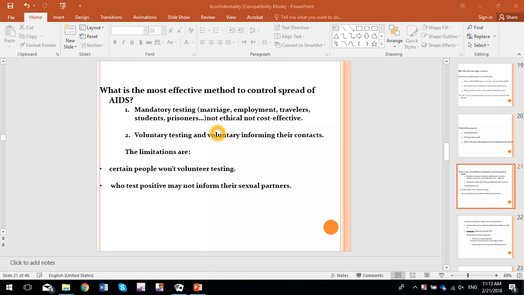Now, since the appearance of AIDS, several methods were used to prevent the spread of the disease. At first, they started by saying that everyone has to be subjected to mandatory testing. Mandatory means by force. Like in marriage, he has to be examined for HIV, during employment, those travelers, students when they enter school or the university, prisoners, and the like. But it was found that it is not ethical and not cost effective.